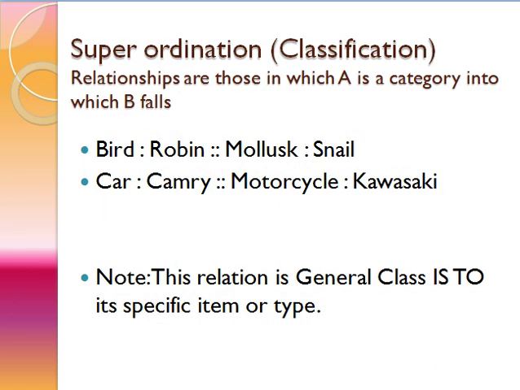Superordination classification. Here, relationships are those in which A is a category into which B falls. This relation is general class is to its specific item or type. This is just the opposite of subordination. For example, bird is to robin as mollusk is to snail. Car is to Camry as motorcycle is to Kowalski.